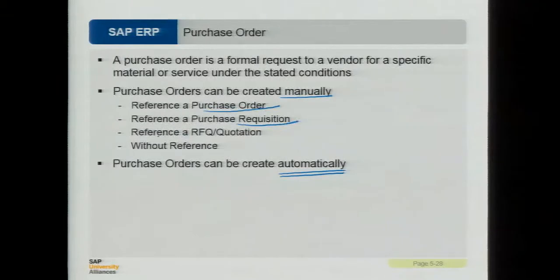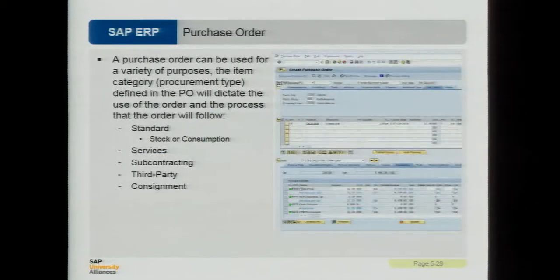It can be created with reference to either an RFQ or a quotation, right? Again, the same thing: the quotation is there in the system, the RFQ is there in the system. You tell the system that you want to convert this quotation into a purchase order, and the system will automatically copy the data. And it can be created outright without any reference. So a purchase order can be created outright afresh.